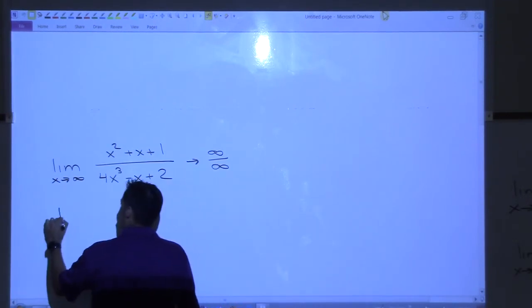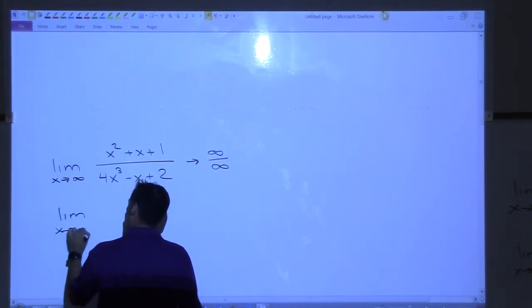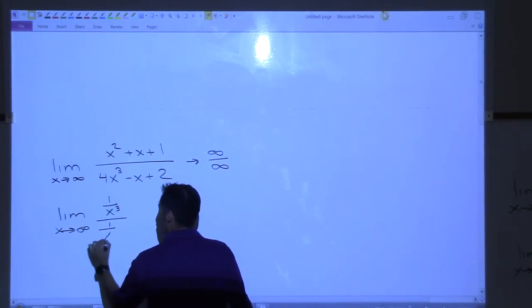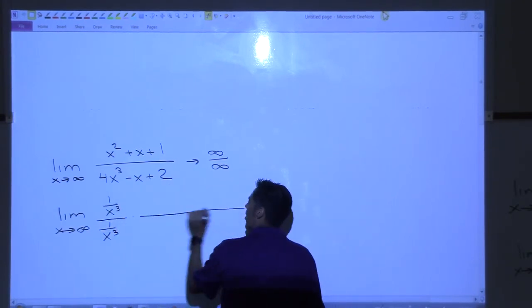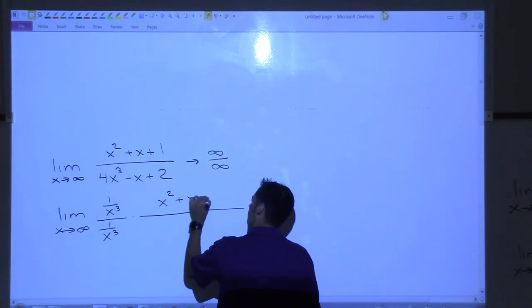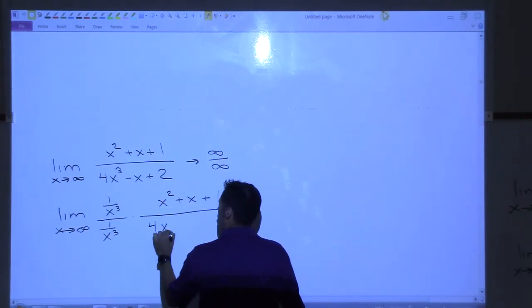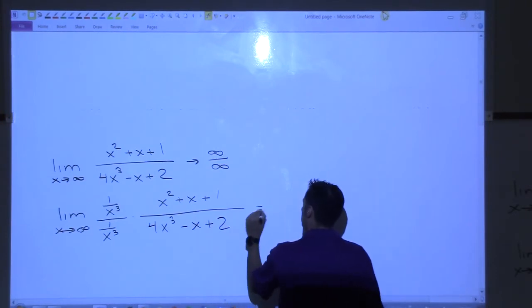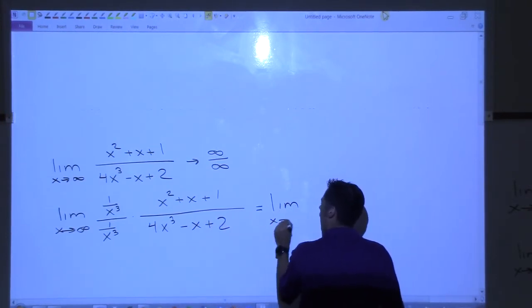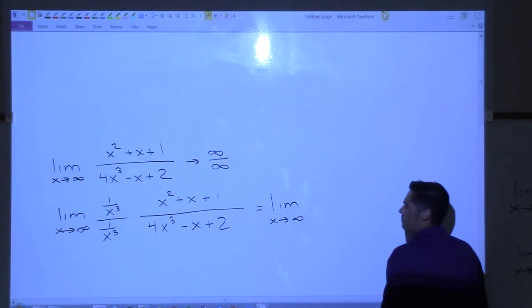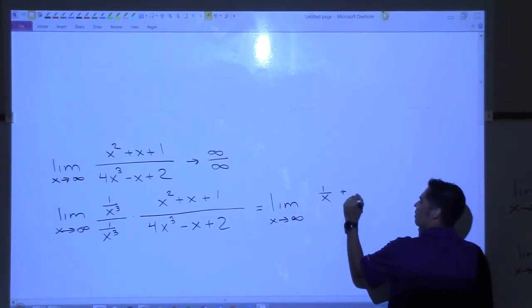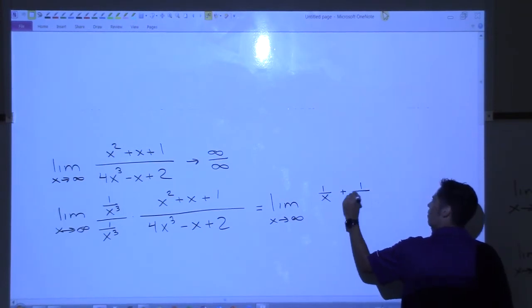So I'm going to go 1 over x cubed here, over 1 over x cubed here, multiply that through the top. And Jackson, why don't you just tell me what we would get for this as we multiply through? So on the top we get what? 1 over x. 1 over x squared.